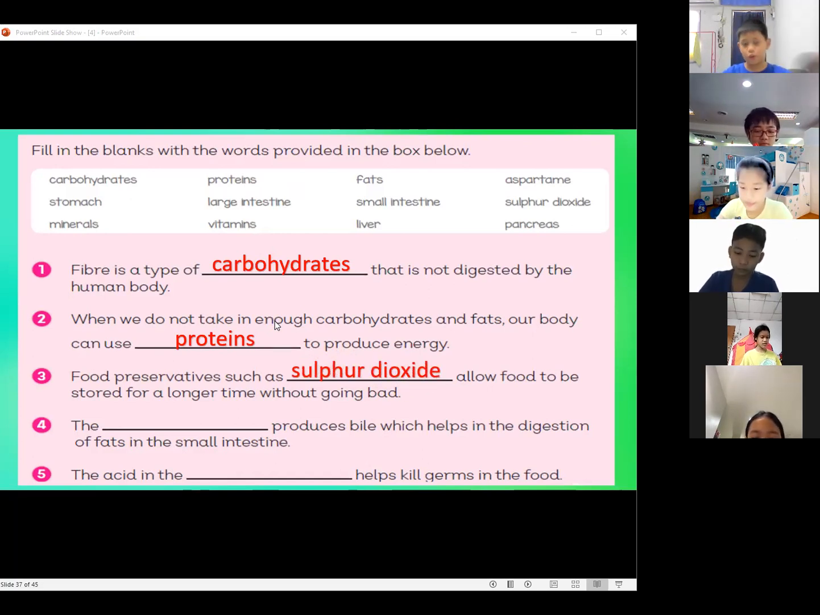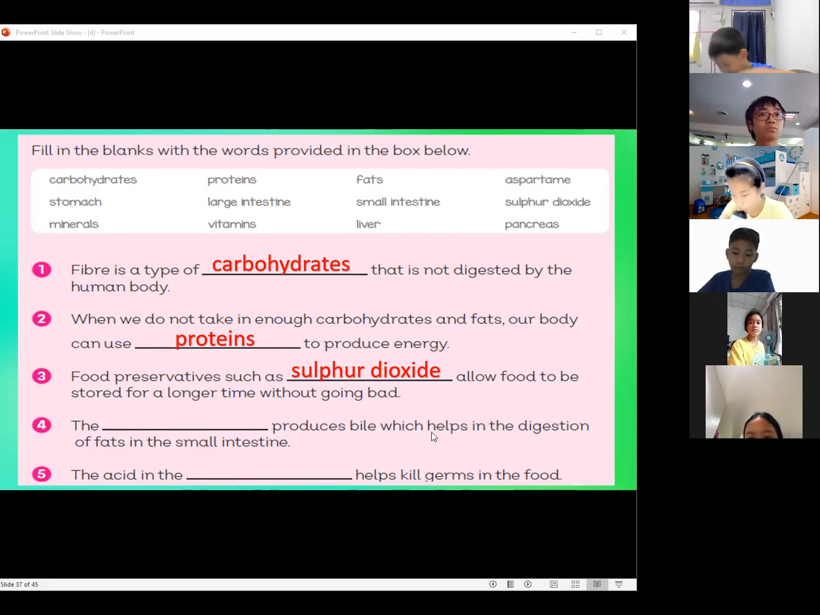Yay, Satawit got this correct. What about number four? Let's ask Parinia, number 16. What is your answer for number four? Liver. The liver produces bile, which helps in digestion of fats in the small intestine. Correct. Very good.